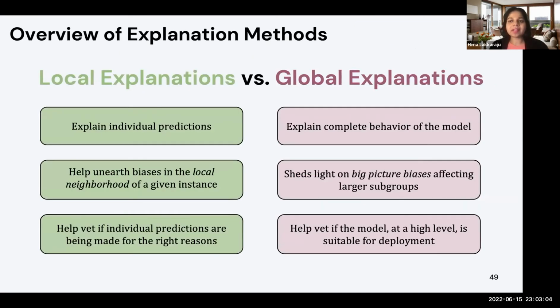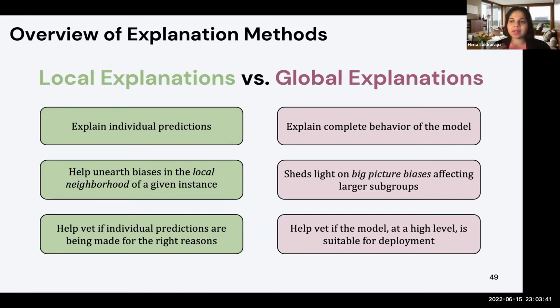So these explanations at a very high level can be divided into local explanations and global explanations. Local explanations are geared towards explaining individual predictions of models. So you explain a single prediction at each time. That's what a local explanation does. And in doing so, they help us unearth biases in the local neighborhood of a given instance, and they help us vet if individual predictions are being made for the right reasons or are relying on relevant features and not spurious or irrelevant ones, right?